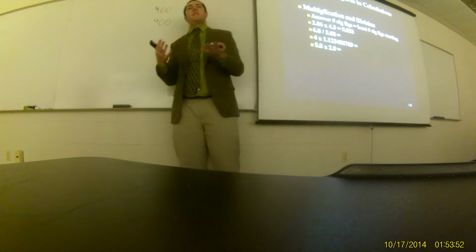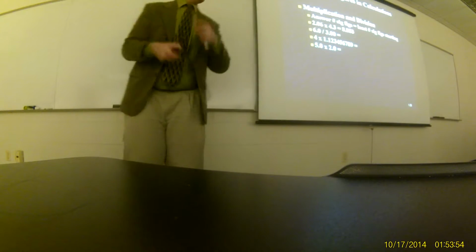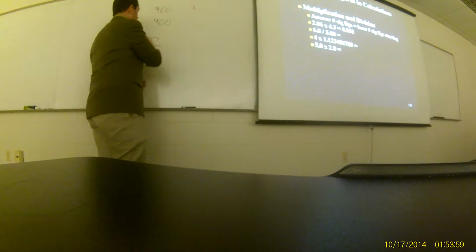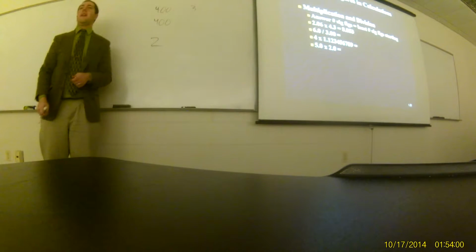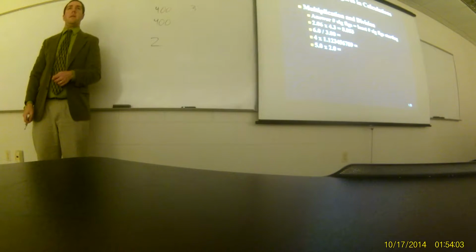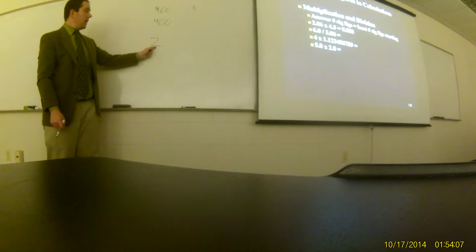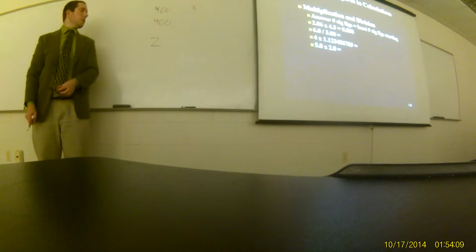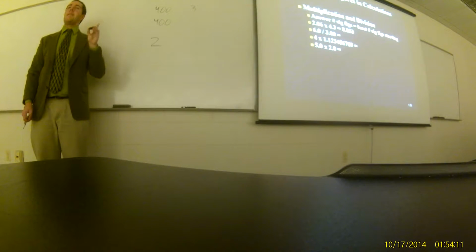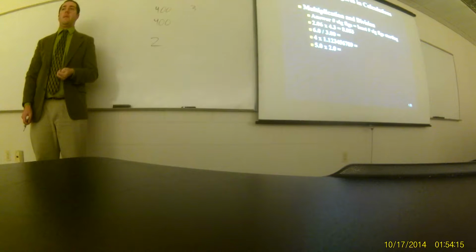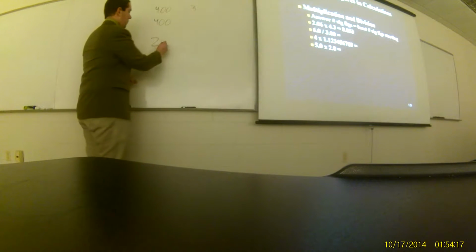What is 6 divided by 3? 2. And so if you put that into your calculator, you are going to get 2. How many sig figs does that have? 1. We're supposed to have 2. How can I make that 2 have 2 sig figs? Turn it into 2.0.